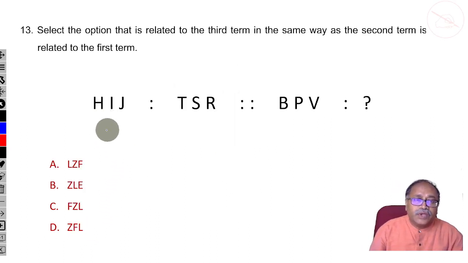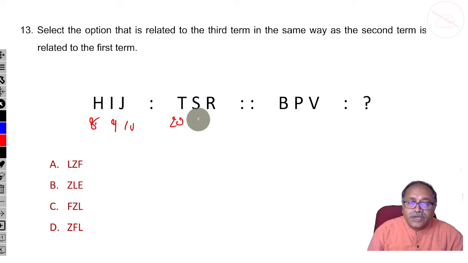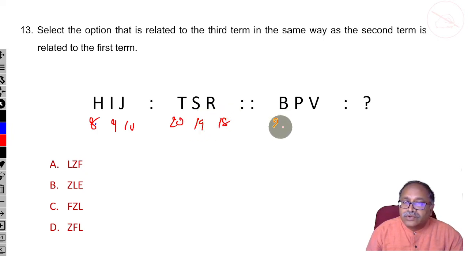Now this one. So first write down the numbers here. This is 8. This is 8, 9 and 10. And this is 20 and 18, 19 and 18. And this is 2 and 16 and 22. Now look at the relation here. This is 8 and this is 20. That is plus 12. Here plus 10 and here plus 8.